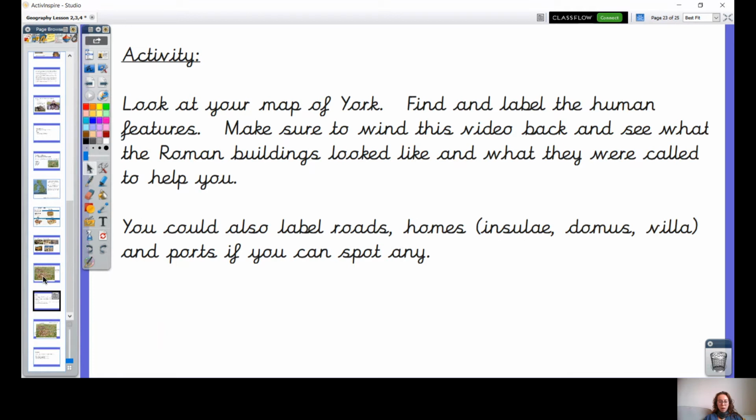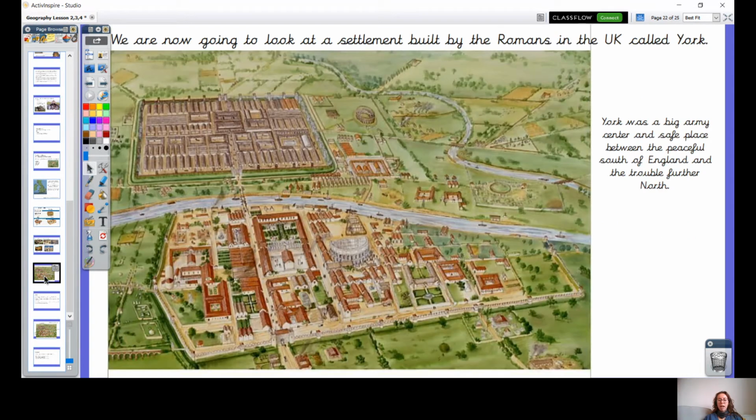So pause the video. Your task is to use your ruler and label as many of those different Roman human features, the buildings and things, as you can spot. Maybe see if you can label maybe 8 different things. That's your challenge. Pause the video and do that now.